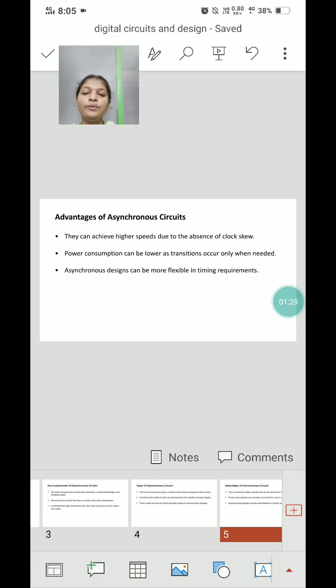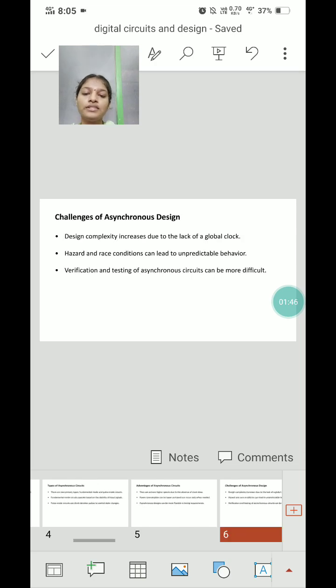Next, we can go through the advantages of asynchronous circuits. They can achieve higher speed due to the absence of clock skew. Power consumption can be lower as transitions occur only when needed. Asynchronous design can be more flexible in timing requirements.